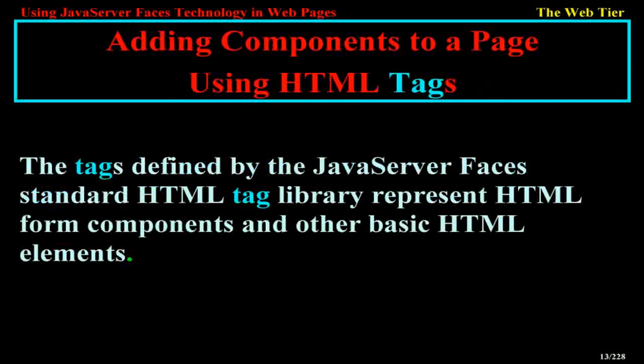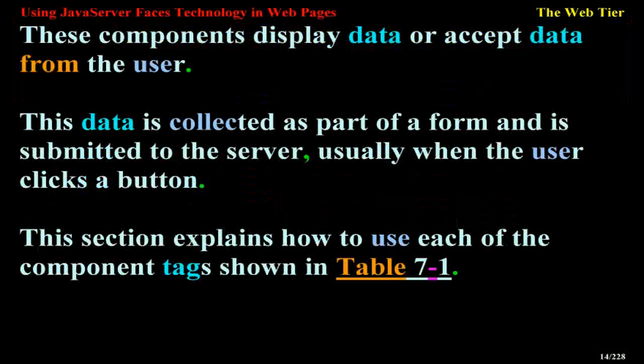The tags defined by the JavaServer Faces standard HTML tag library represent HTML form components and other basic HTML elements. These components display data or accept data from the user. This data is collected as part of a form and is submitted to the server, usually when the user clicks a button. This section explains how to use each of the component tags shown in Table 7-1.